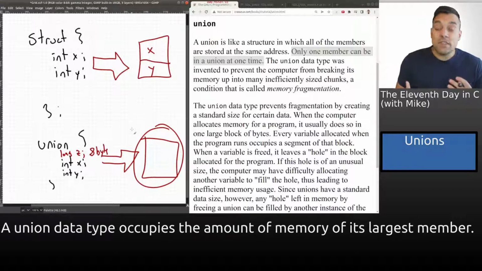Now this is a little bit of a weird thing to think about, this data structure that's only one of its elements at one time. So let's look at a few examples just so we can understand how a union is working and again how it's different than a struct.